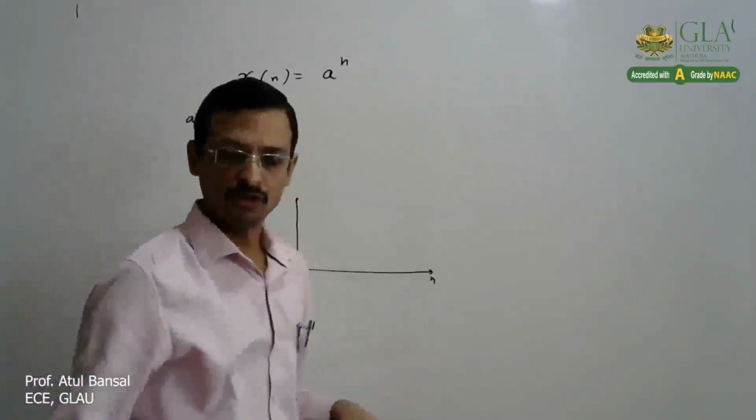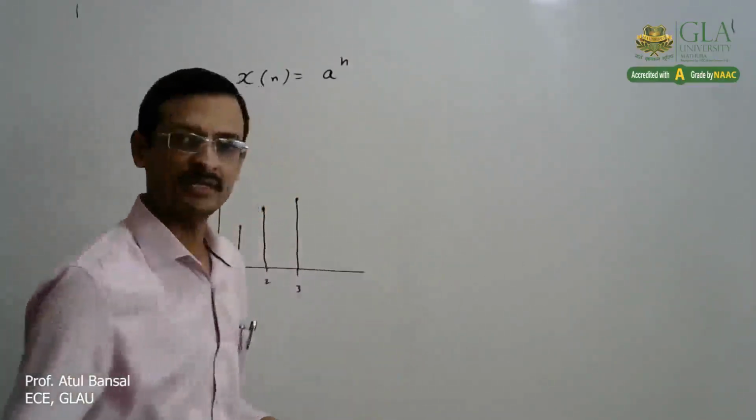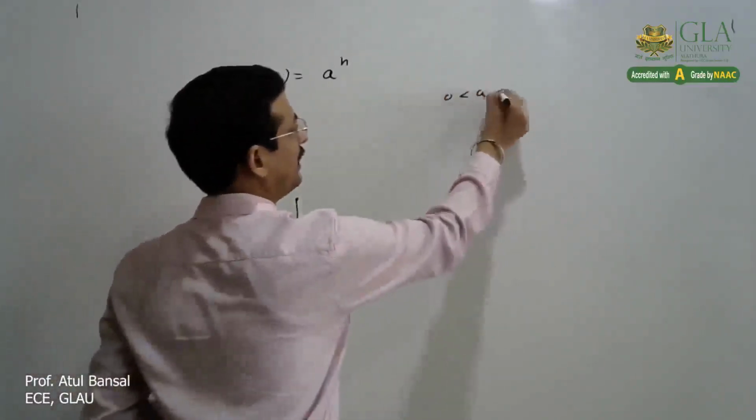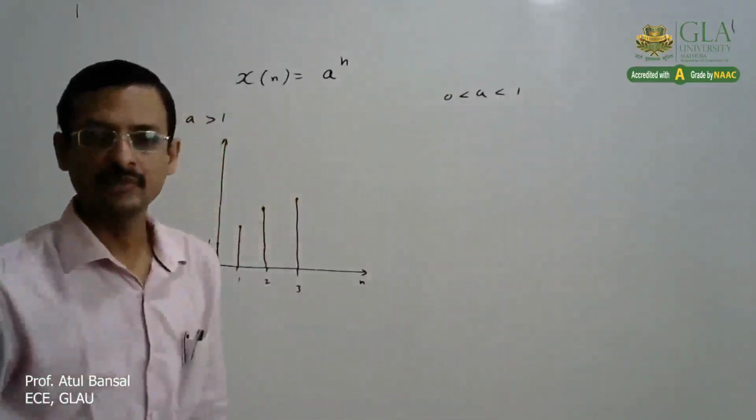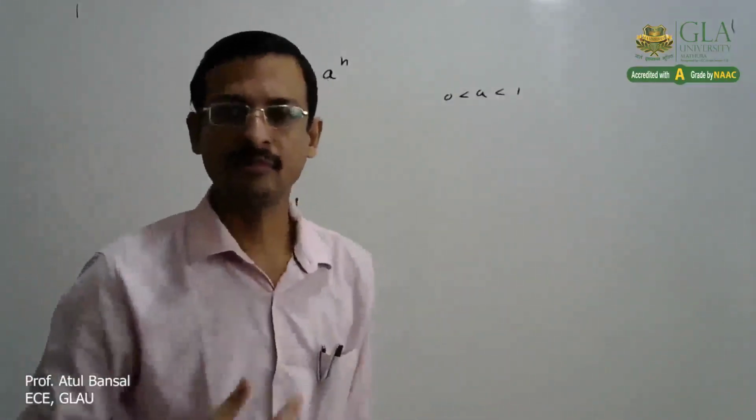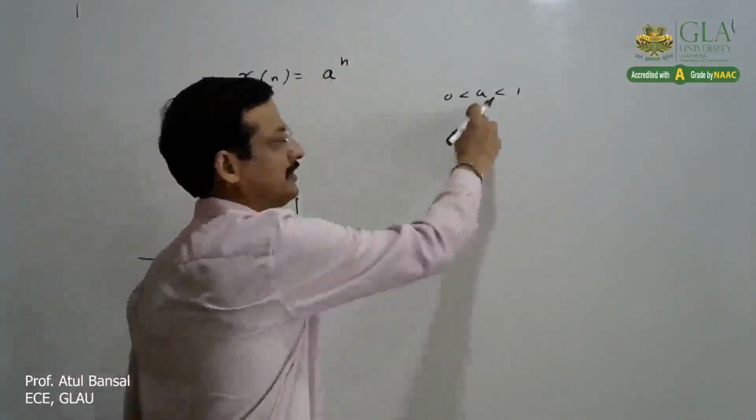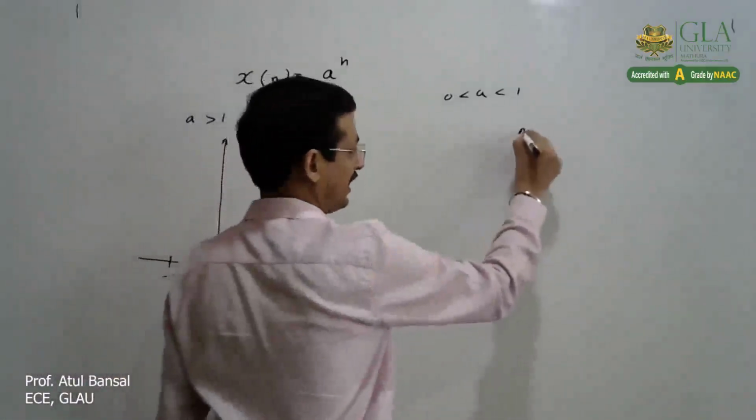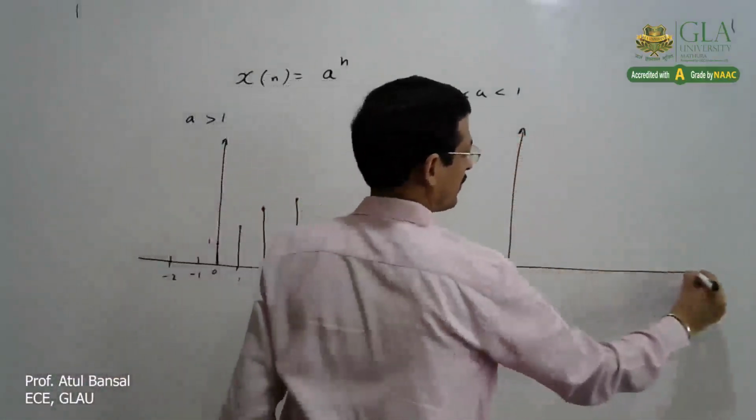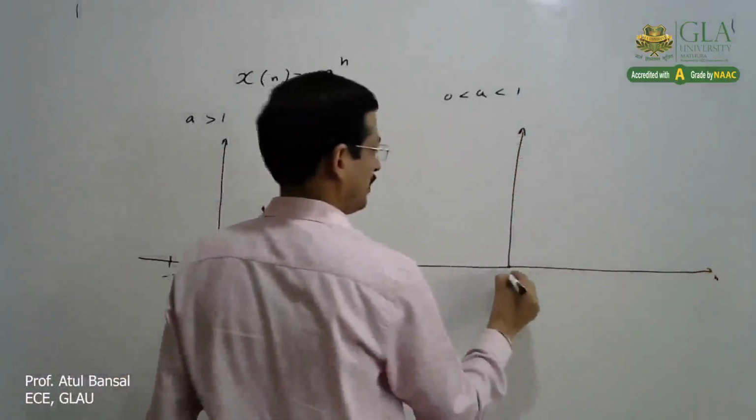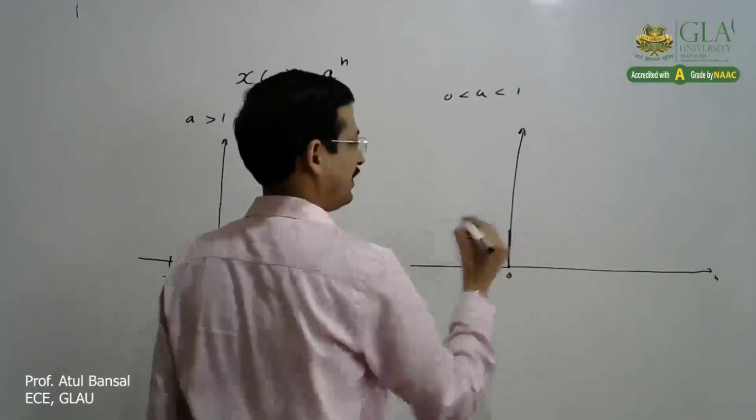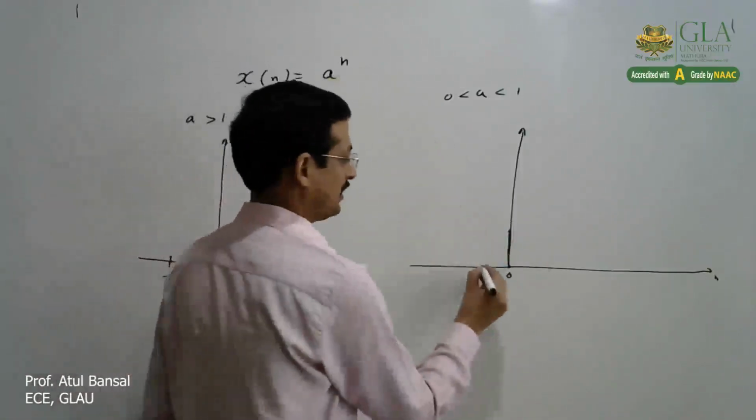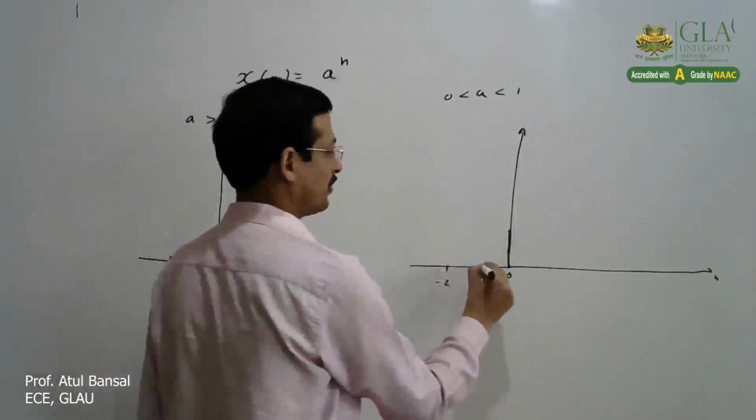And suppose a is positive but lies between 0 and 1, that is, a is 0.5, or say 1 by 2, 1 by 3, anything between 0 and 1. Then a raised to power n will look like an exponentially decaying signal. Again at n equal to 0, a raised to power 0 will be 1. But at other values, we can compute.